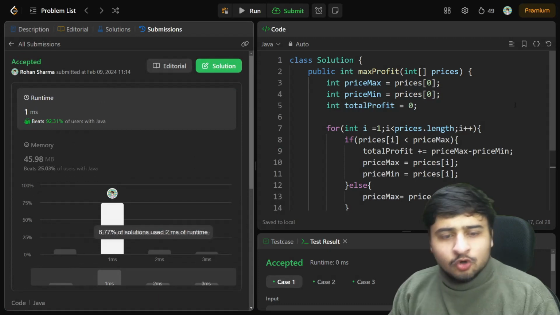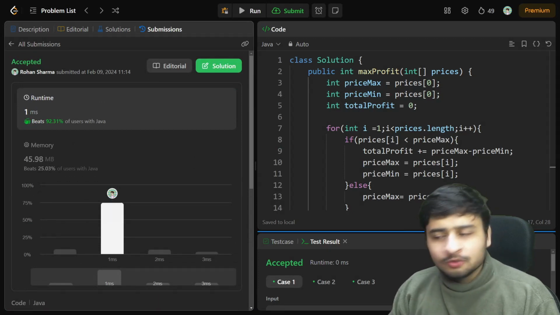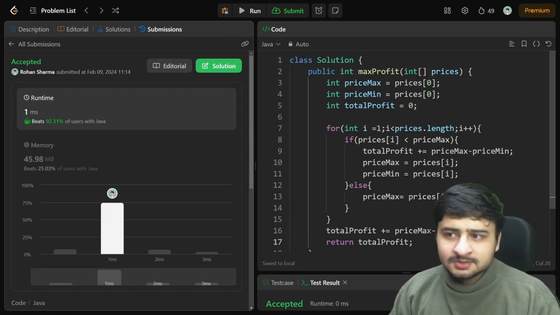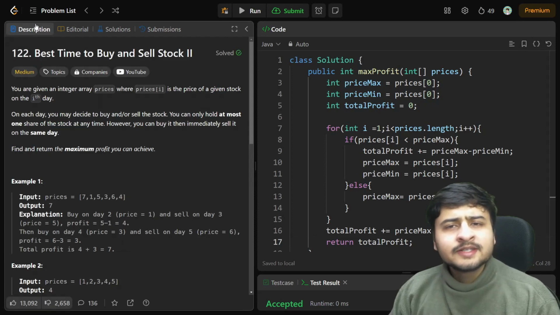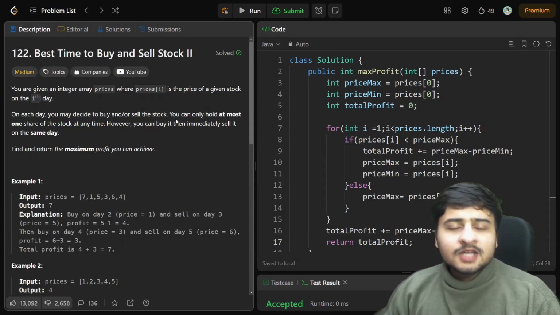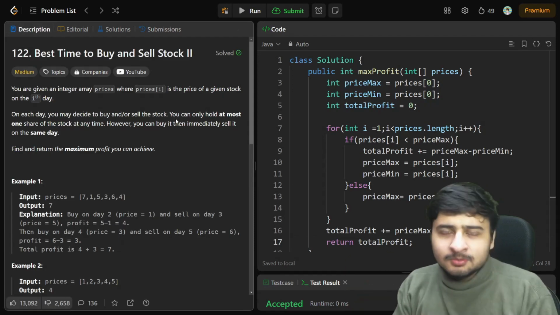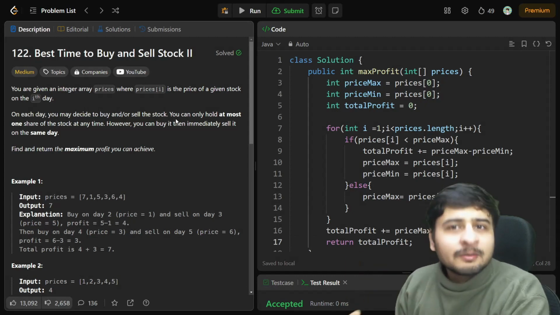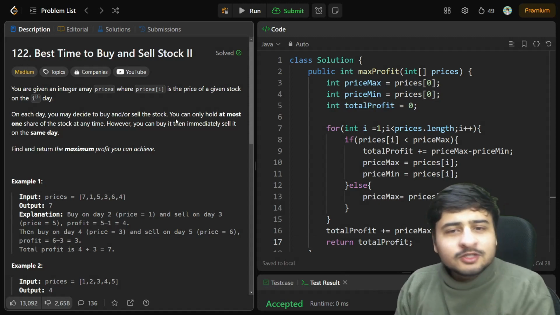I hope this particular approach is clear to all of you. The time complexity is O of n, and extra space is O of 1. We are not taking any extra space. It's the most optimal solution. It's a greedy problem. After this problem, we are going to see the best time to buy and sell stock dynamic programming based problems. So let's move to the next video.